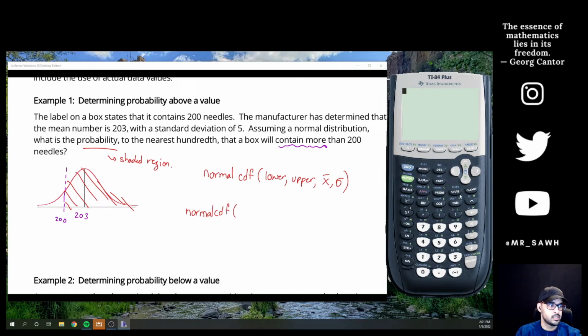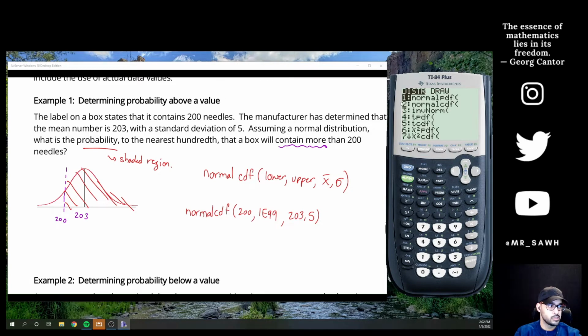So when we go to do this in our calculators, well, I need a lower boundary, and of the region I've shaded in, 200 is that lower boundary. Now the upper boundary, well, remembering this goes on forever to infinity, but it's to the right, so it's a positive value, right? 1 times 10 to the power of 99 is how we're going to represent infinity. The average is 203. The standard deviation is 5. So I've got all the things I need. I just have to go put them in my calculator.